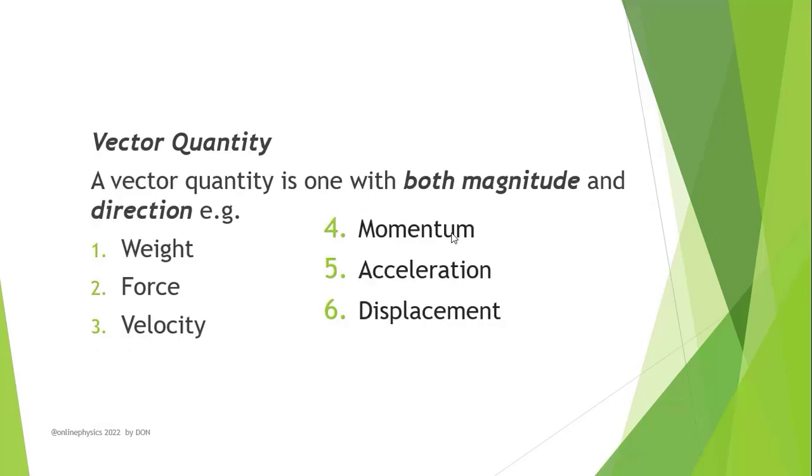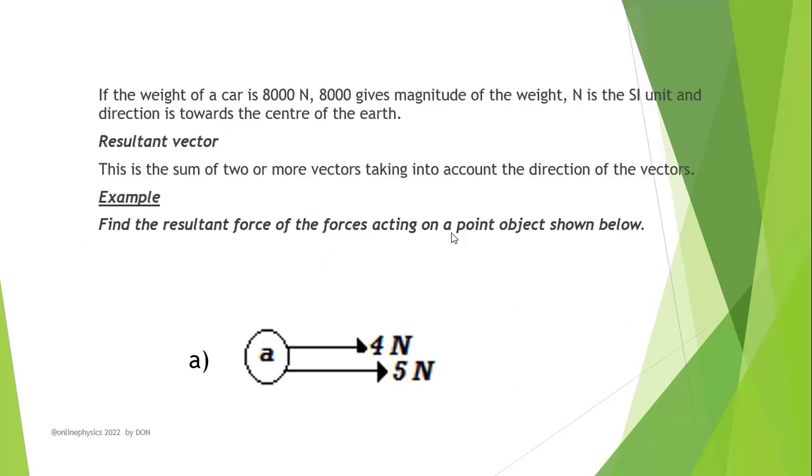Then we have vector quantities. A vector quantity is one with both magnitude and direction. So we have some of the examples there: weight, force, velocity, momentum, acceleration, displacement. All these are examples of vector quantities. Then we have a statement which we need to look at, and then we look at resultant vector.